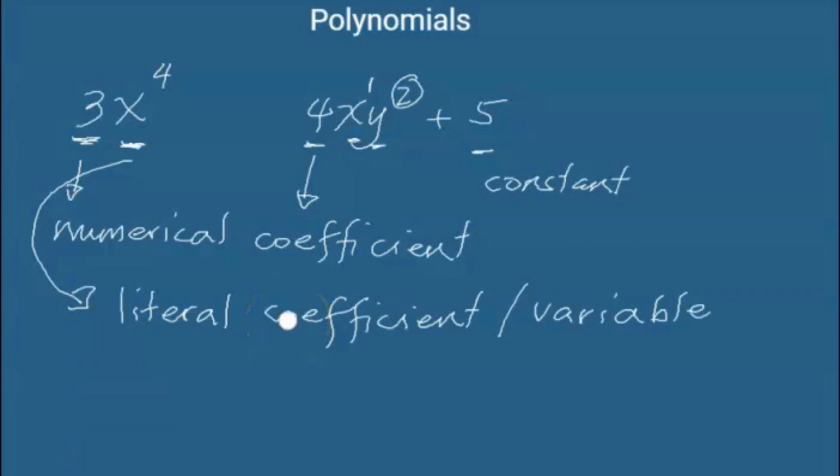Also note that polynomials can't have division by a variable. Okay, so for example, 2 over x or 3x squared over y. Okay, these are not polynomials. A polynomial may have one or more terms, but not an infinite number of terms.